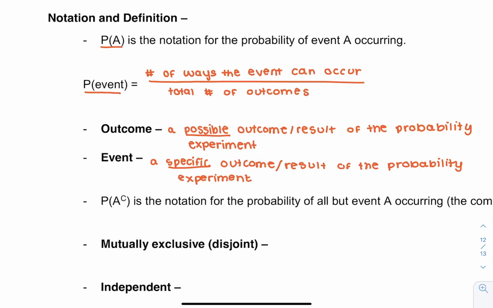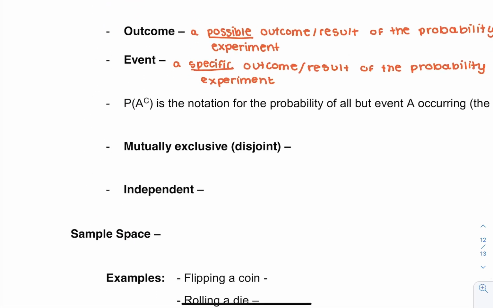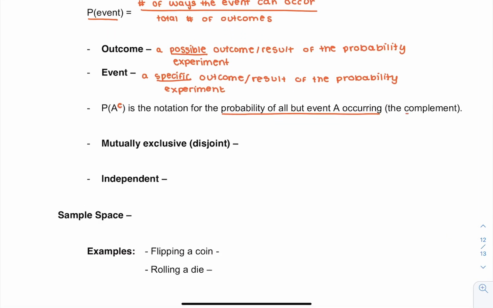Now we have this other notation. P of A raised to the C, so anytime you see a C in the exponent spot, it's the notation for the probability of all but A occurring. This is called the complement, which is why we have a C. Sometimes we say this is just the probability of not A. So maybe I'm pulling socks out of a drawer and I have some red socks in there, but I also have white and blue and purple and tie-dye. If I'm wondering the probability of not red, everything but red, that would be the probability of pulling the blue or pulling the purple or pulling the tie-dye.